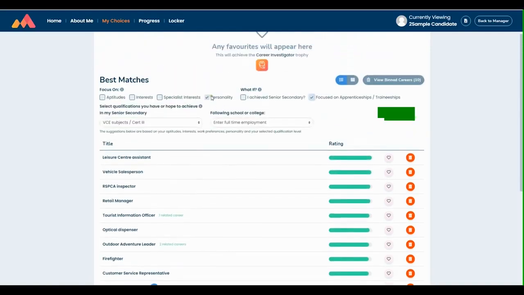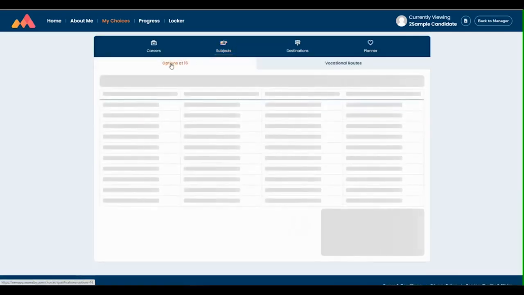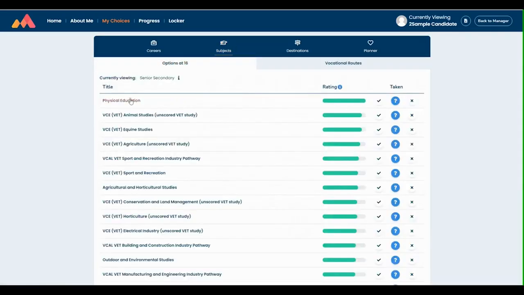Now I want to go and look at subjects and focus on options at 16. Now the system is picking up all the kind of things you'd expect based on the careers. I will point out that in Victoria we have VCAL, Victorian Certificate of Applied Learning, and Sport and Rec would come out high for them. These are actually industry pathways, and we have 4 embedded in the system. Clearly they wouldn't be in your system if you're not in Victoria.